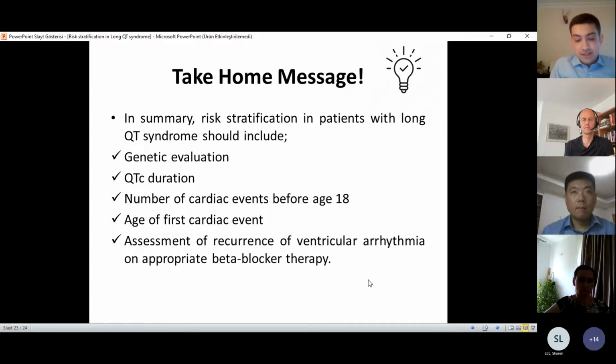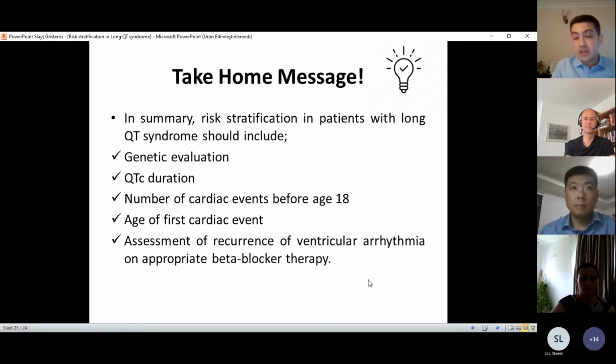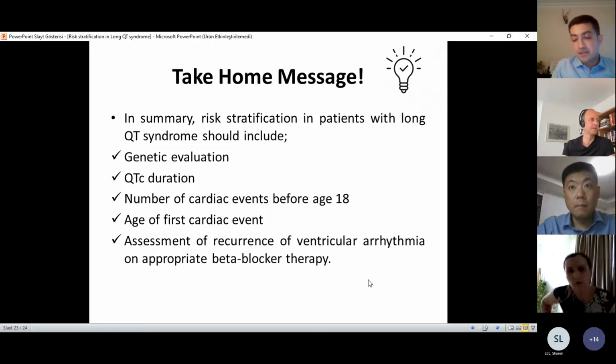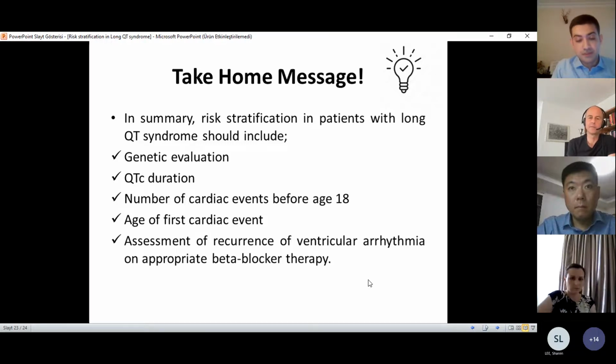Long QT syndrome still remains the most common and most extensively studied channelopathy, affecting approximately 1 in 2,500 individuals of the general population. In summary, individualized management of patients with long QT is crucial. Risk stratification in patients with long QT syndrome should include genetic evaluation, corrected QT duration, number of cardiac events before age 18, age of first cardiac event, and assessment of recurrence of ventricular arrhythmia on appropriate beta blocker therapy.